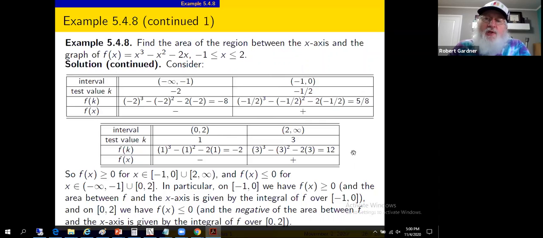Okay, so we'll integrate, the function's positive here, we'll integrate from -1 to 0 the function, it's positive. We'll integrate from 0 to 2 the negative of the function. The function itself is negative, we'll throw a negative sign in and make it positive, and that'll give the area of that part.